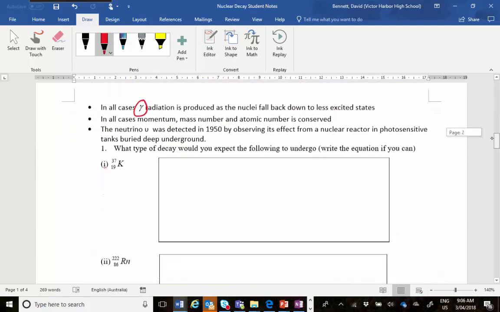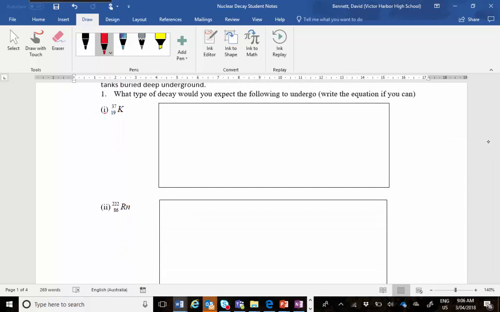Coming down here, I've got a couple of questions for you to have a go at. What type of decay would you expect under the following scenarios? Have a go at those and we'll review them in class.